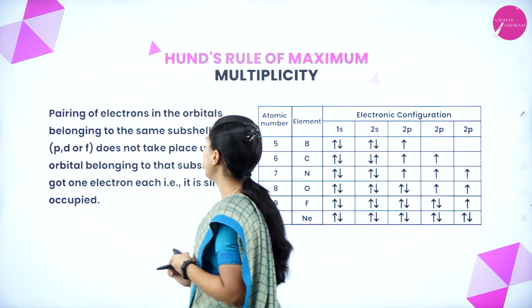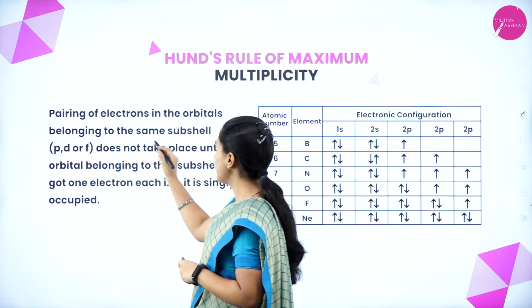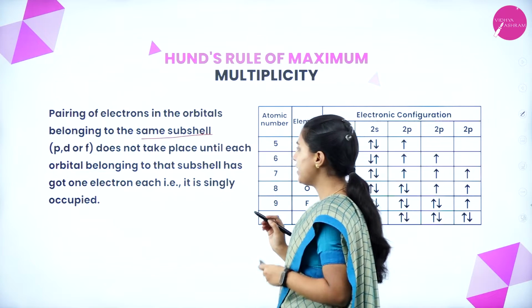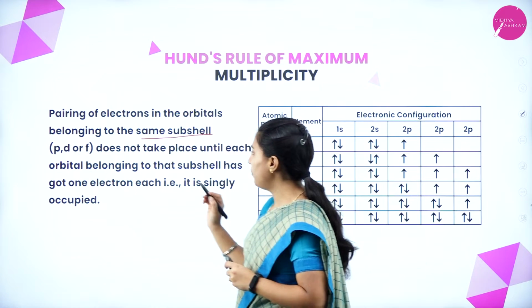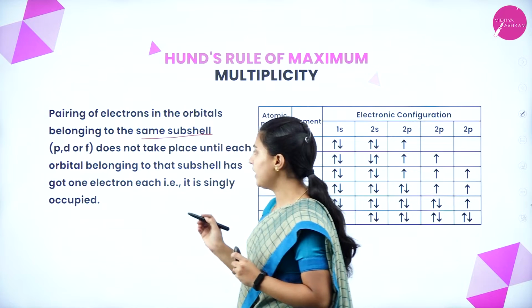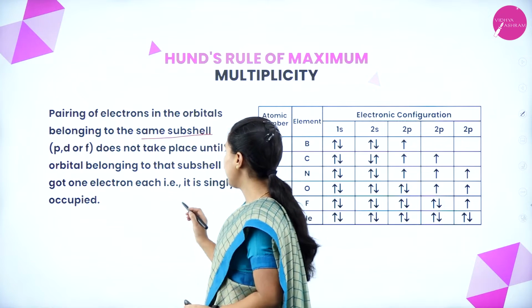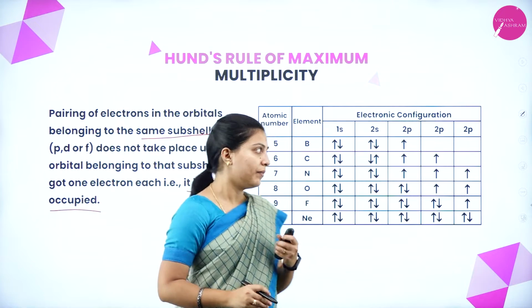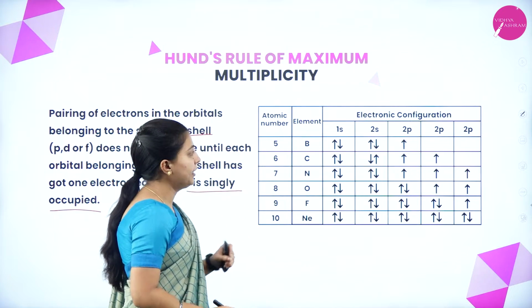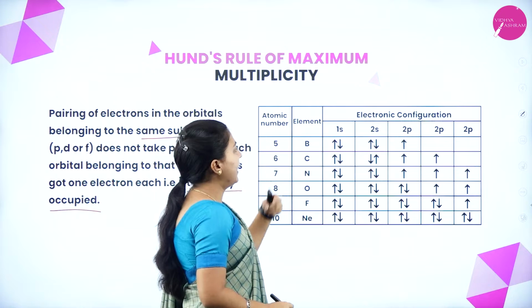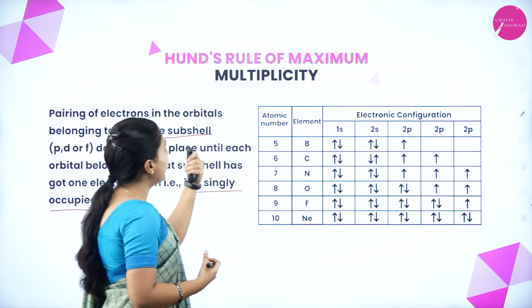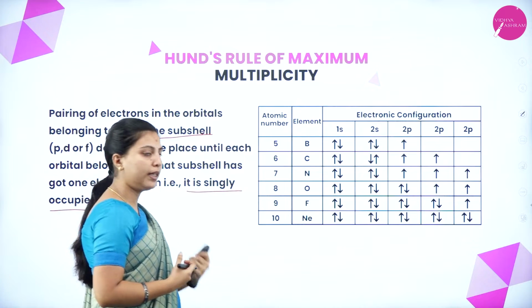Pairing of electrons in the orbitals belonging to the same subshell, p, d or f, does not take place until each orbital belonging to that subshell has got one electron each, that is, it is singly occupied. By reading this, you will not understand correctly. See this table. We'll take so many elements, and by their electronic configuration, we will understand Hund's rule of maximum multiplicity.